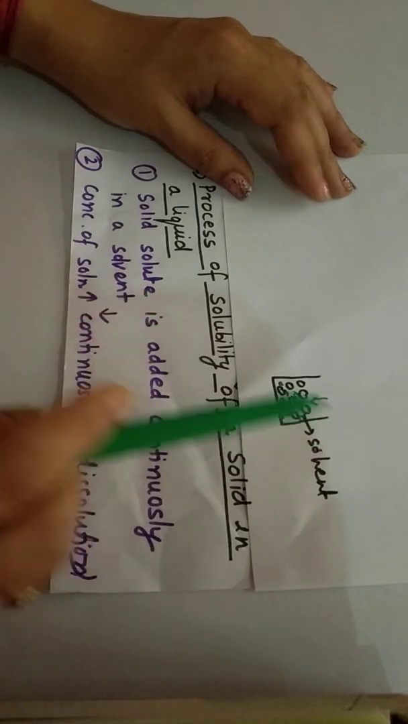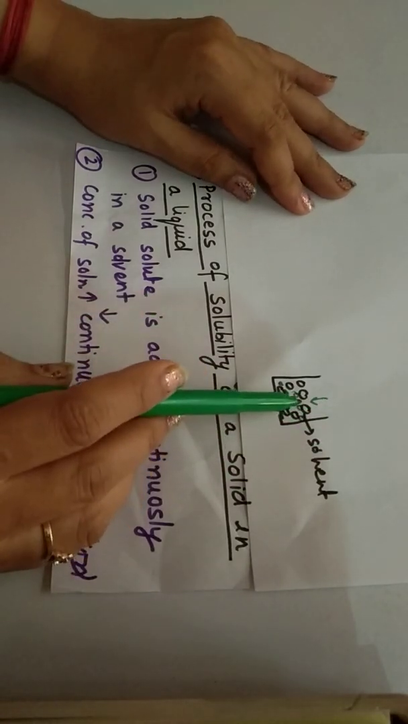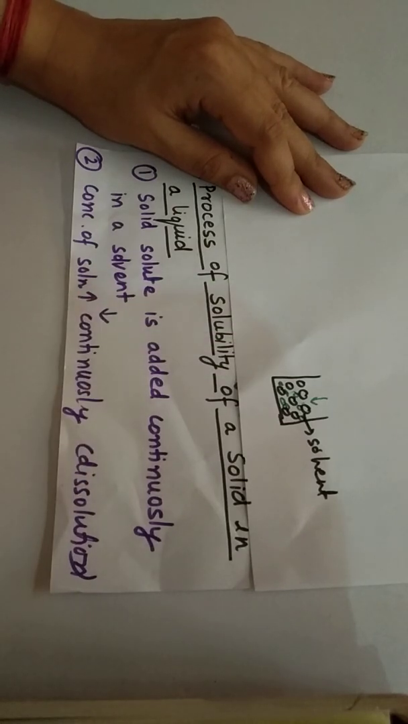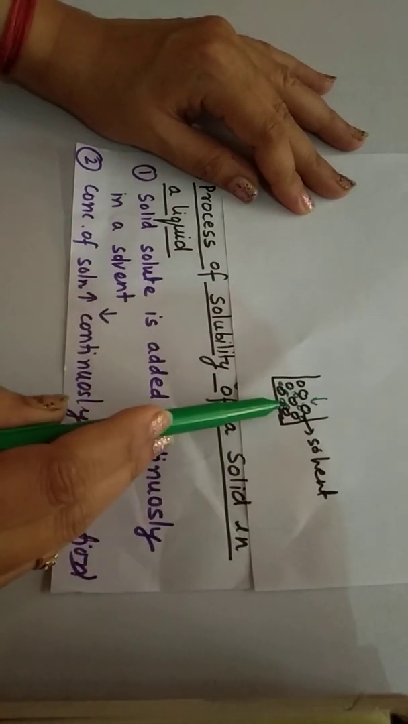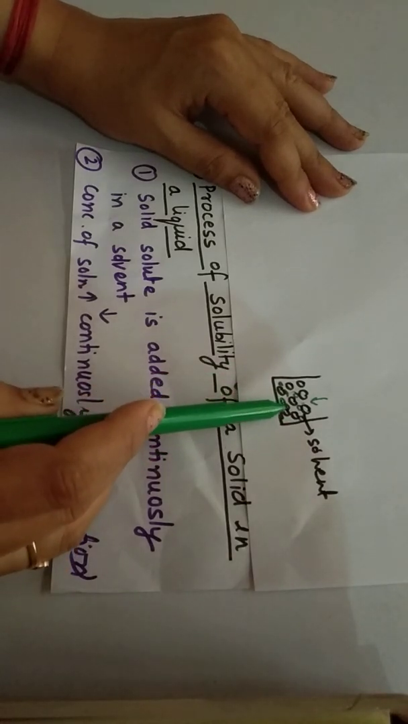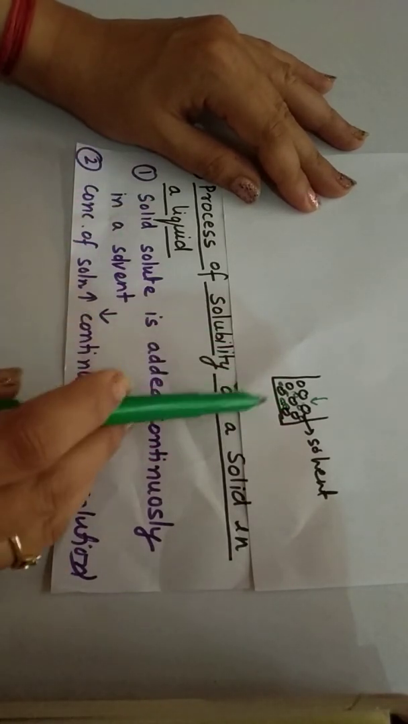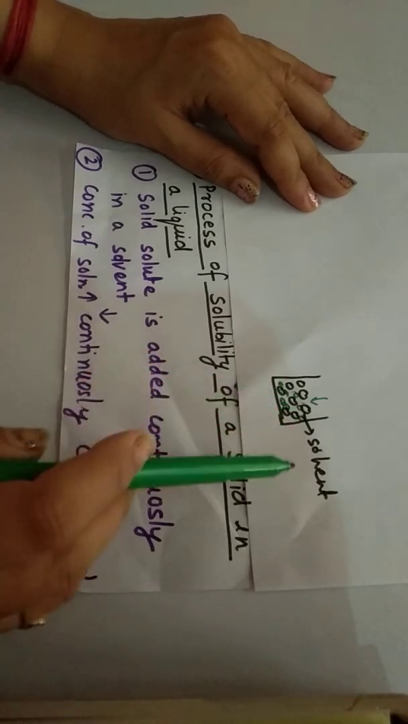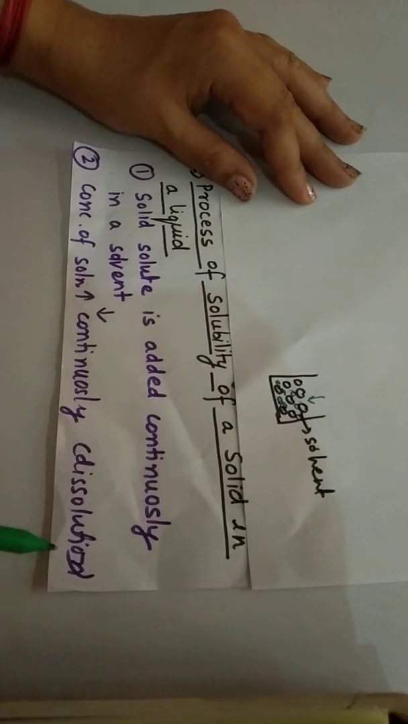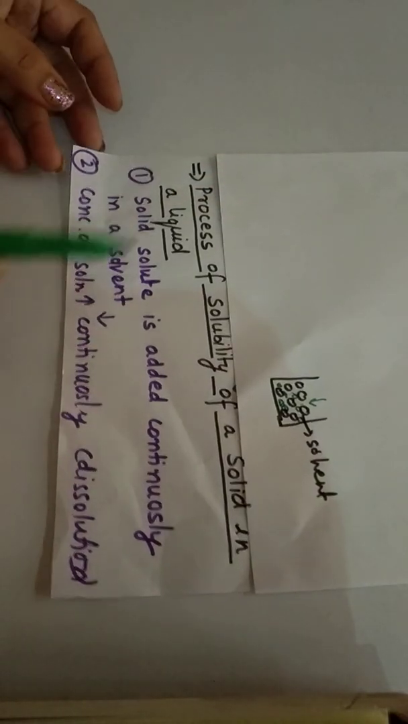So first thing, we will continuously add a solid solute to the solvent, and when you add the solid solute to the solution, with the increase in the number of particles of the solid solute, that is the sugar particles, in the solvent, the concentration of the solution increases. This process is known as dissolution. So two steps we have done.